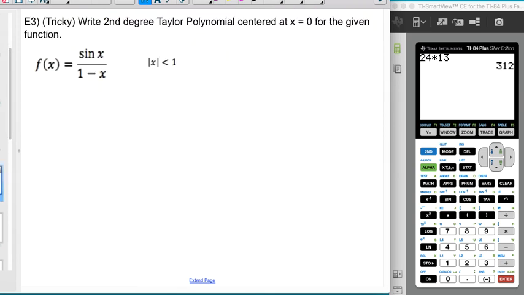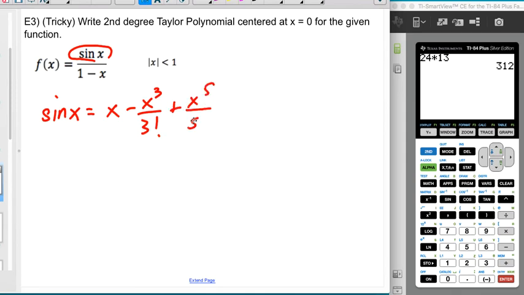So this one's tricky. We're going to write the second degree Taylor polynomial. Notice that I'm not asking you for the nth term. That usually means that we're looking at a situation where we're going to have to divide or multiply an infinite series, so you can't actually give me the nth term. So the trick here is that we know the series for sine x, right? We know the series for sine x is x minus x cubed over 3 factorial plus x to the 5th over 5 factorial, etc. Okay?